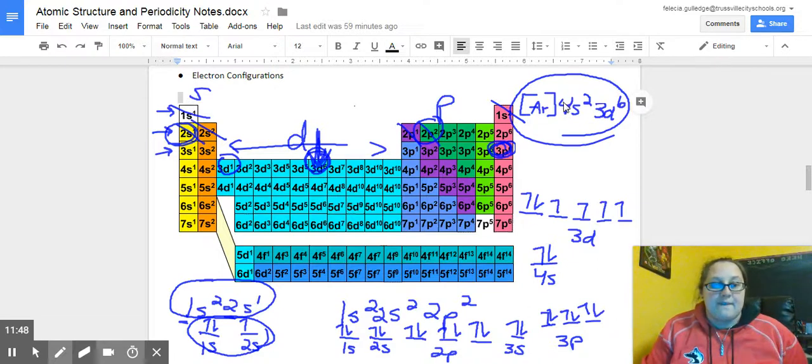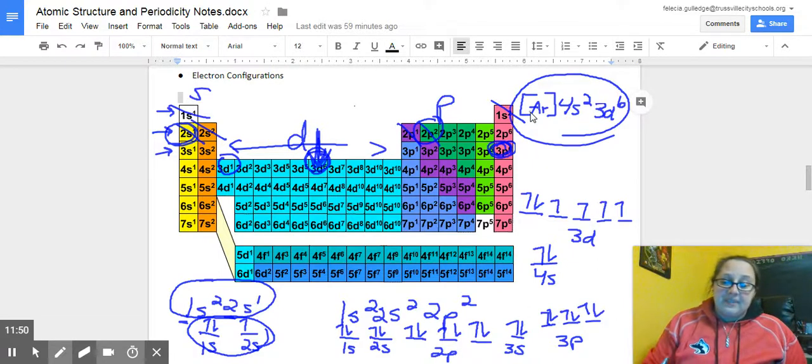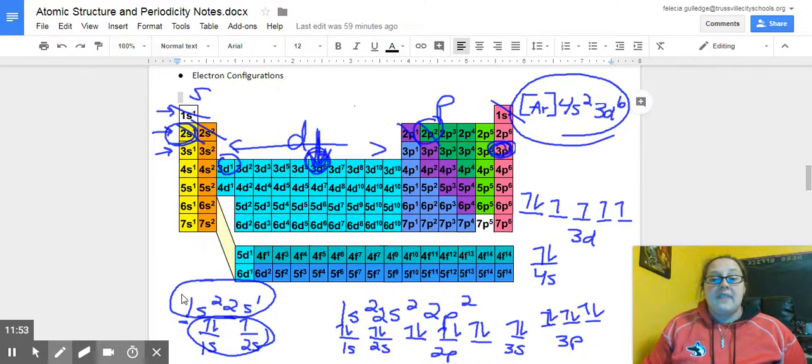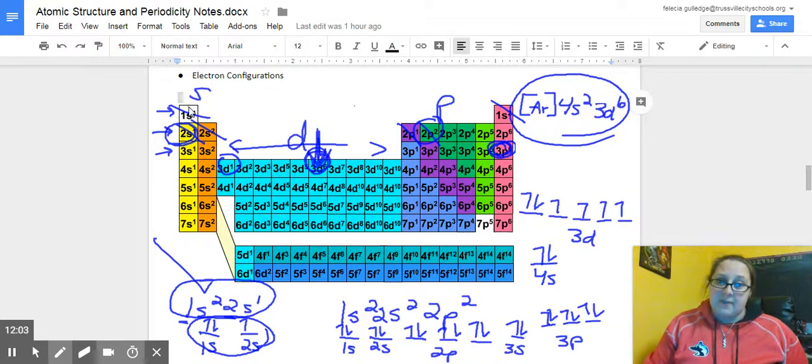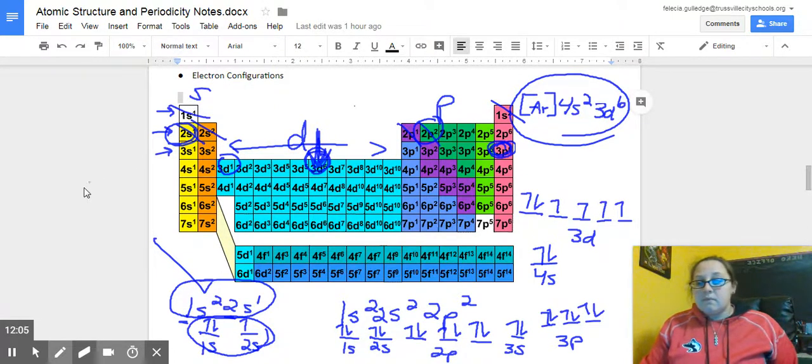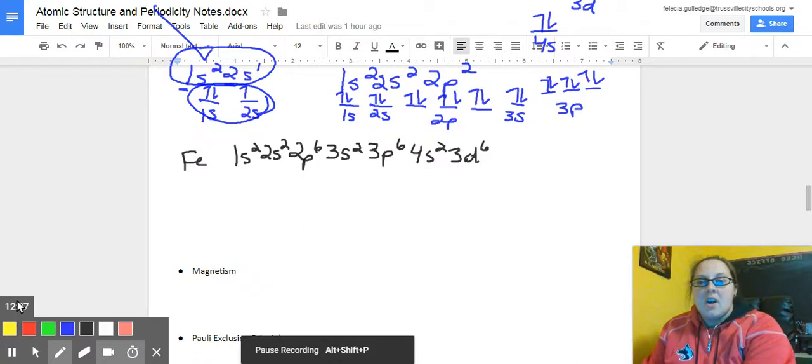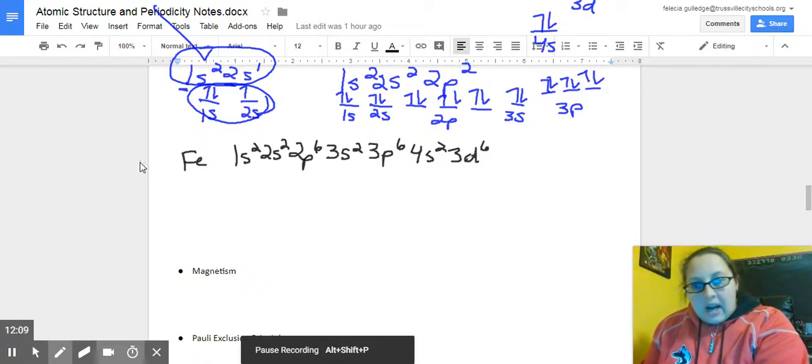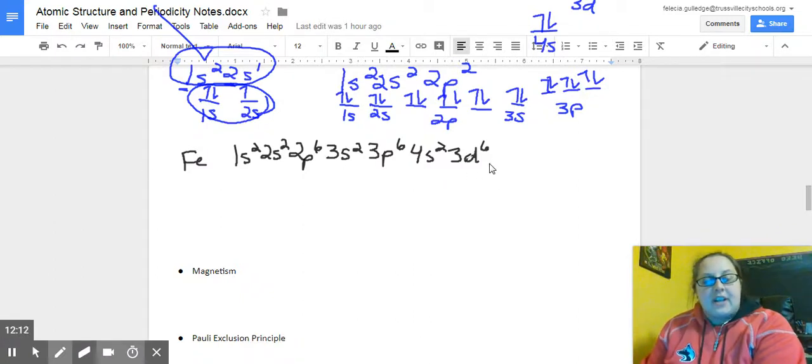It's a shorthand version. Now on the AP, if it doesn't say write the complete electron configuration, then you can definitely do this. But most of the time, it will say write the complete electron configuration, so I have to start from the very beginning. So I wrote the electron configuration for iron here again.